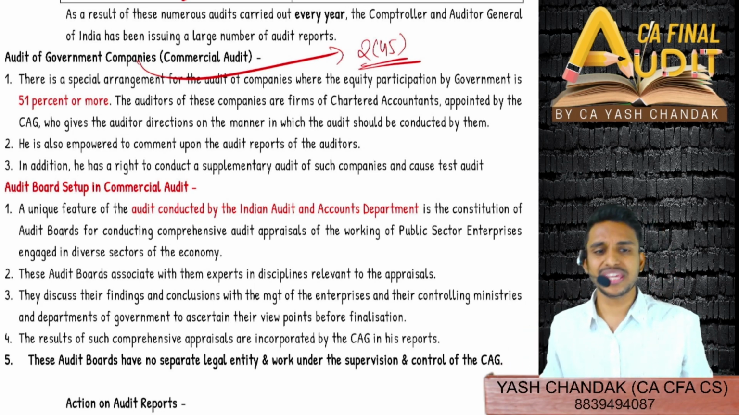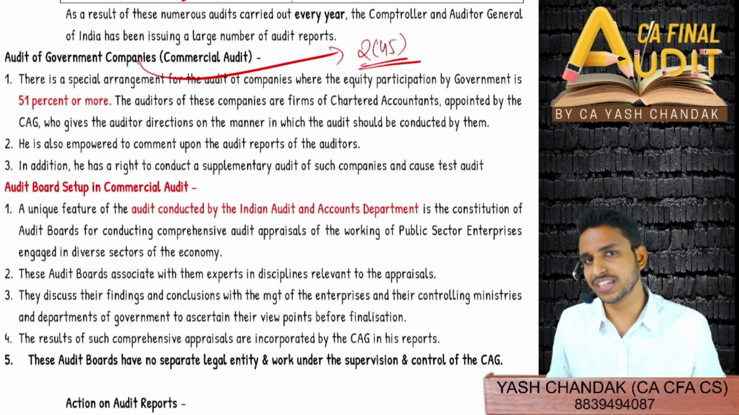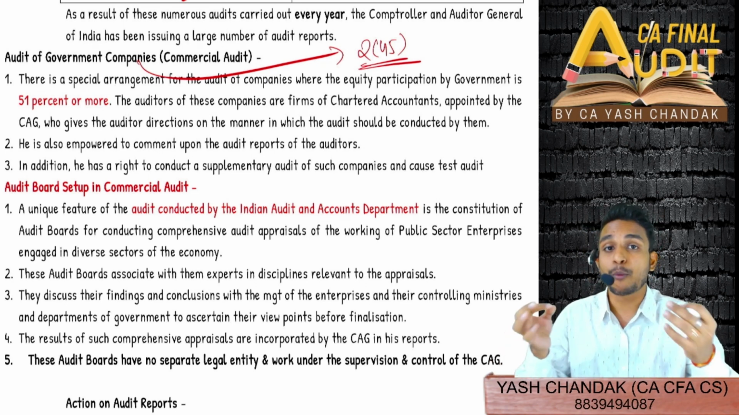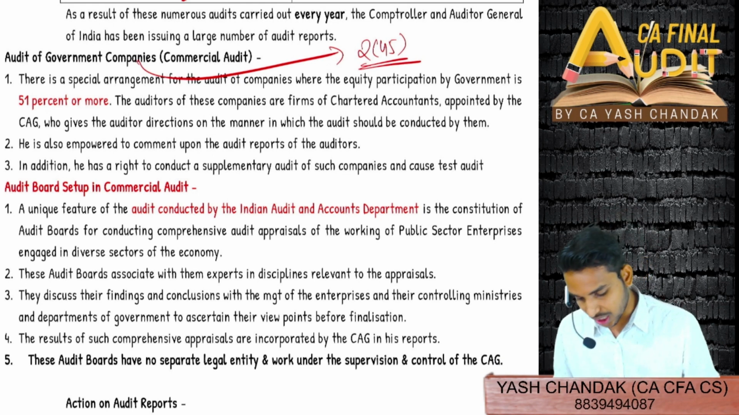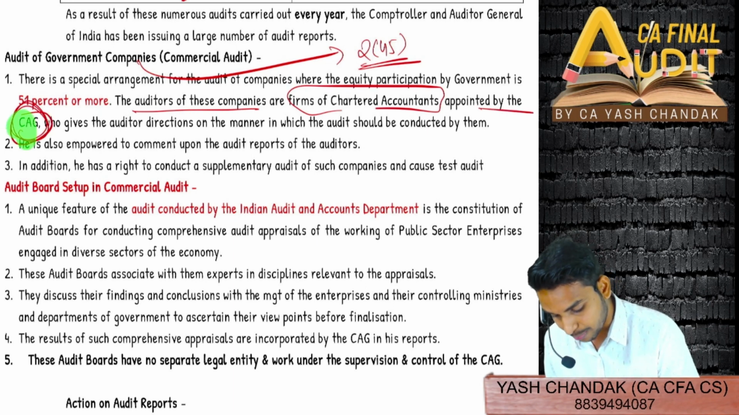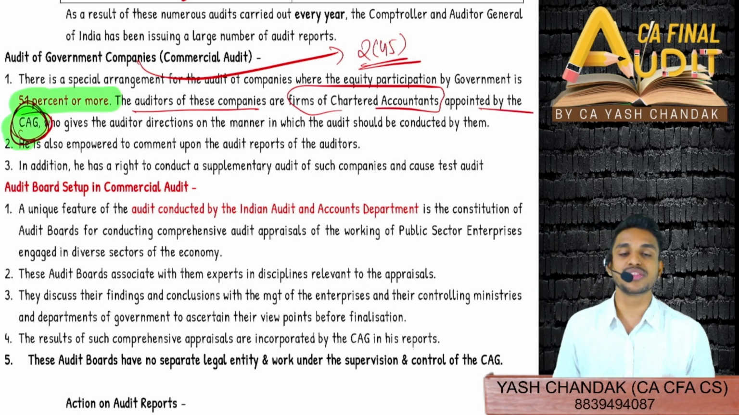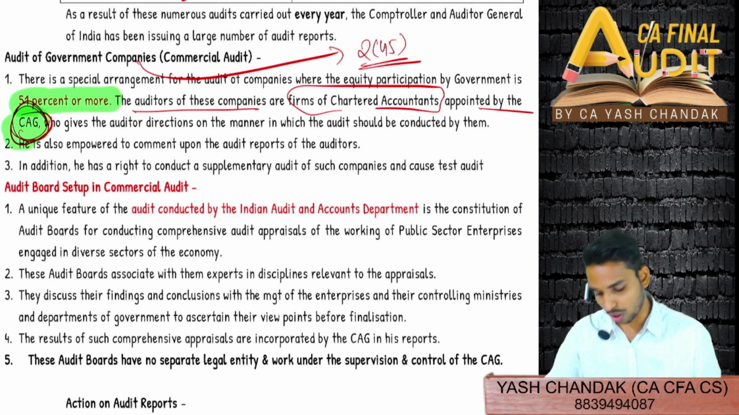So do you really think the CAG will reach out to all the government companies? There are so many government companies in India. Will all the audits be done by the CAG? No. So definitely the CAG will appoint chartered accountants for the audit of government companies, and the auditors of these companies are firms of chartered accountants appointed by the CAG. Appointed by the CAG in the case of companies in which the government or state government is holding 51% or more, which we already talked about.